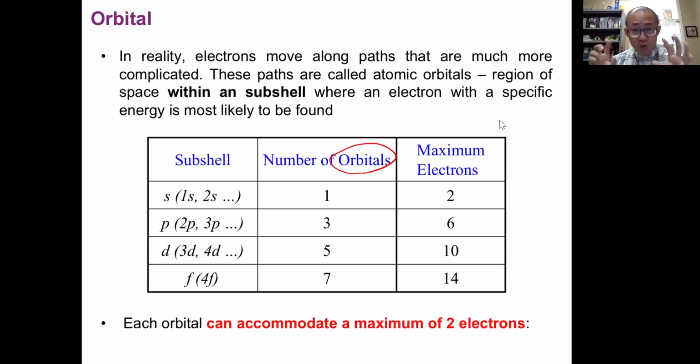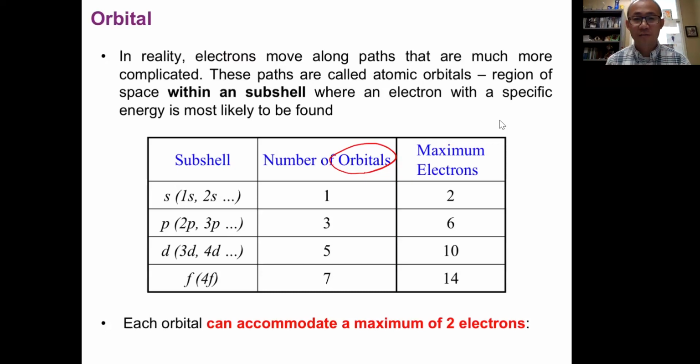So we give a new term. Instead of orbit, we call them orbitals. That's how electrons are located, called orbitals: the region within a subshell where electrons can be found. Again, electrons are not predictable, so we cannot know the exact paths. So orbitals are basically regions within a subshell. Okay, shell, subshell, and orbital. Orbitals are something within the subshell where electrons can be found.